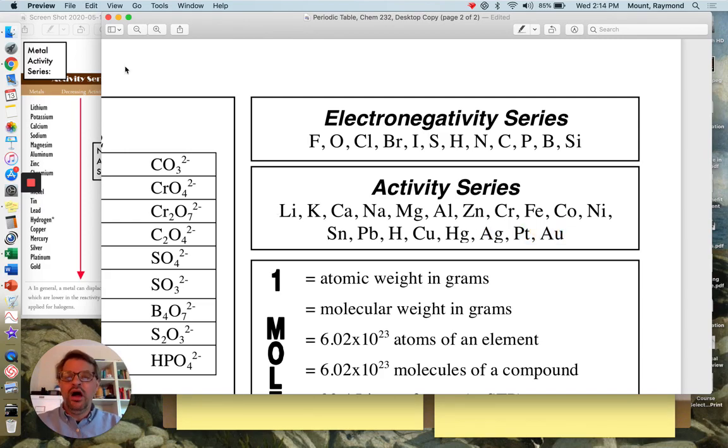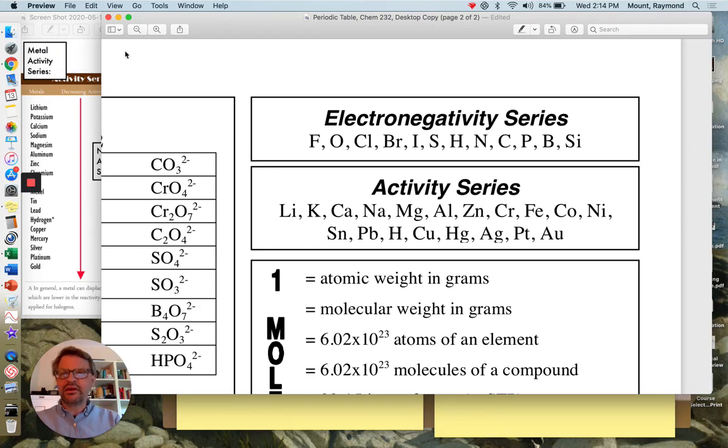You need to use this list with single replacement reactions, because what happens in a single replacement reaction when you set up the reactants, your compound and your element, if the element by itself is less active than what it could replace, then the reaction simply doesn't happen, and we say that there's no reaction.